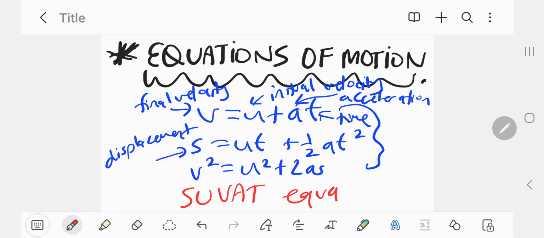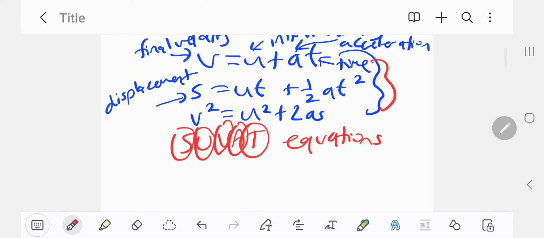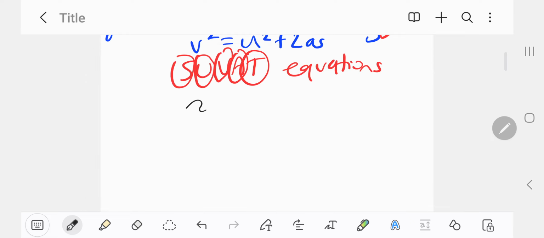Why are they called SUVAT? Well, it's because of the 5 key variables, the 5 key things typically used in the study of motion. S is displacement, U is initial velocity, V is final velocity, A is acceleration, T is time. So you can work out all of these 5 variables using these 3 equations. Let's do some examples to see how they work.